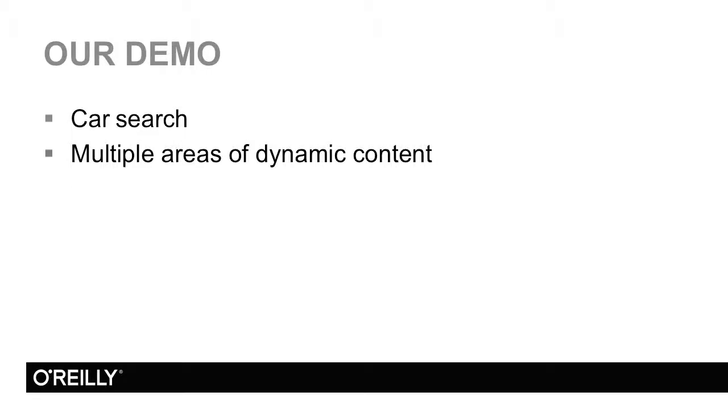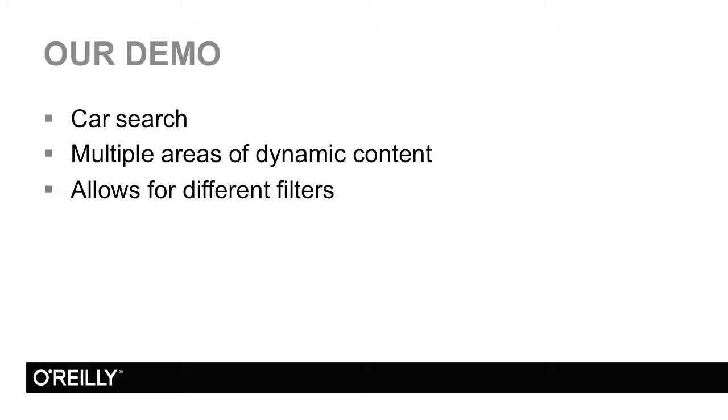Now, this is near and dear to my heart, as I just recently bought a car a few months ago, and I must have gone to about 5 or 6 different manufacturers and had to deal with their particular car search forms. The application will have multiple different areas of dynamic content. You'll see multiple places where JavaScript will get something and then render it out to the screen.